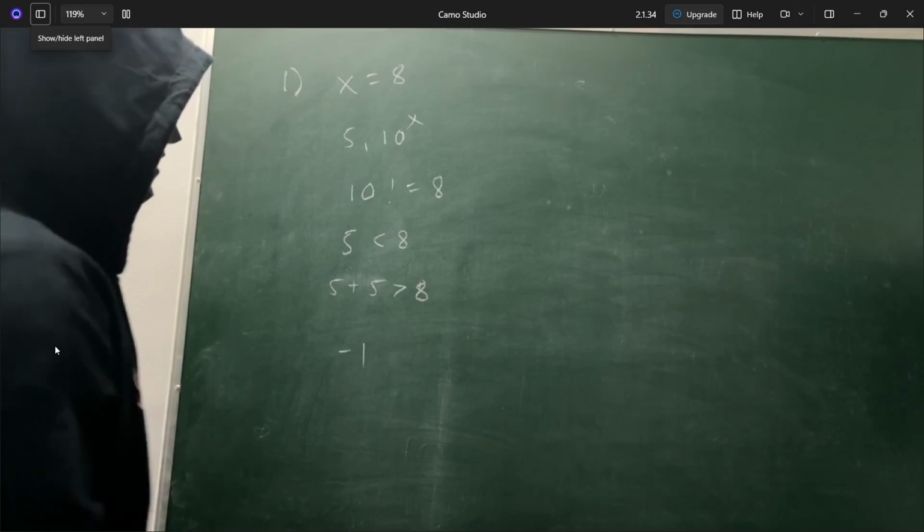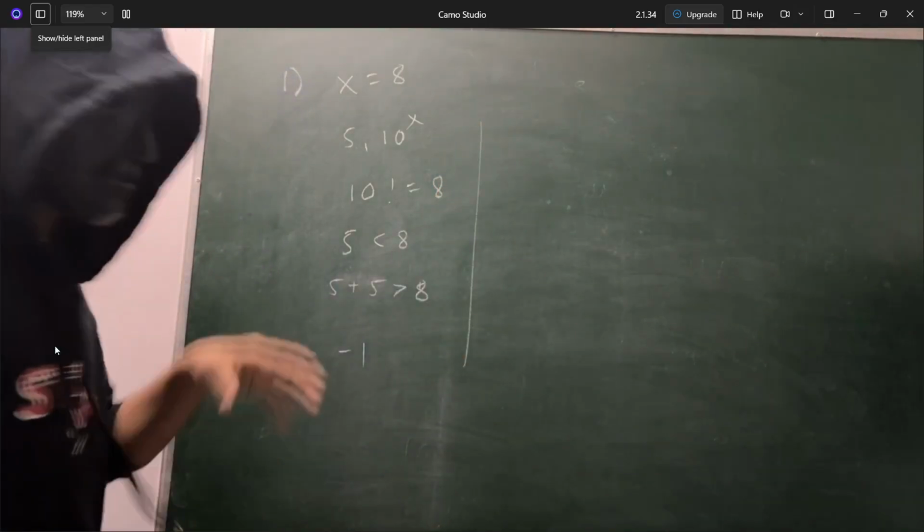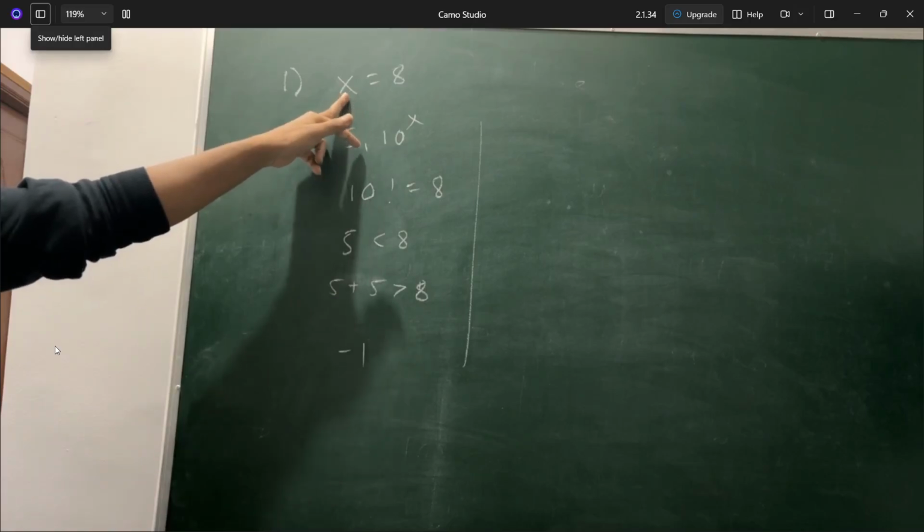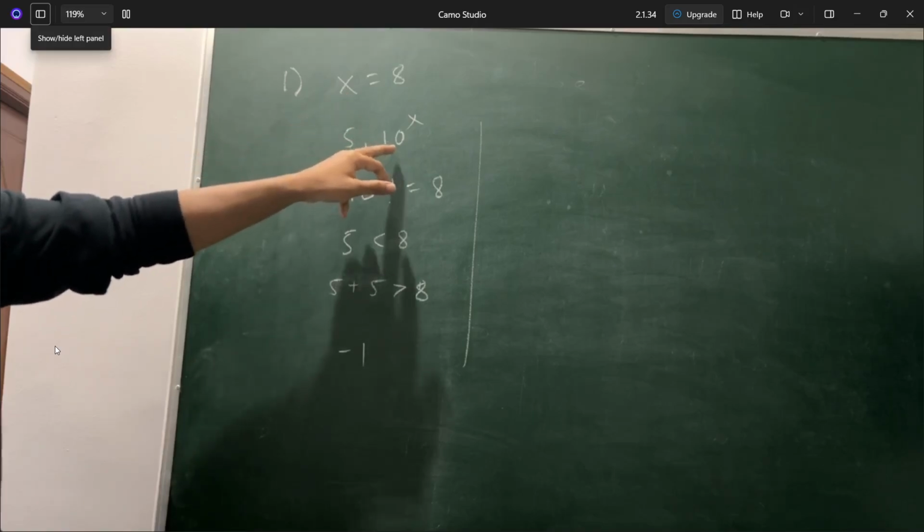So what we'll be doing is, since they have asked for the minimum number of coins, whatever x we have, we will try to make x by putting in 10 rupee coins.